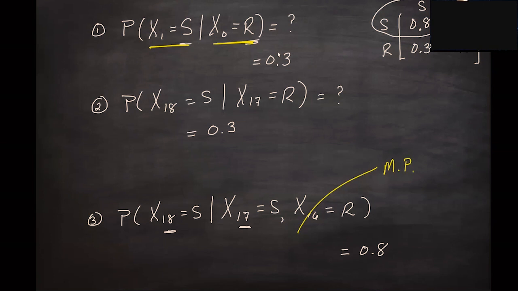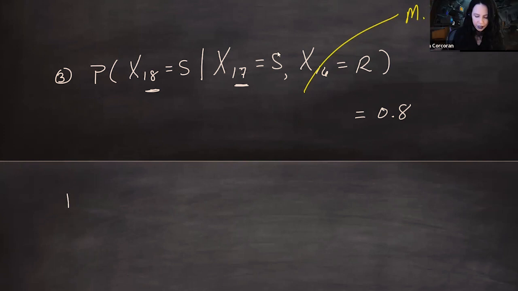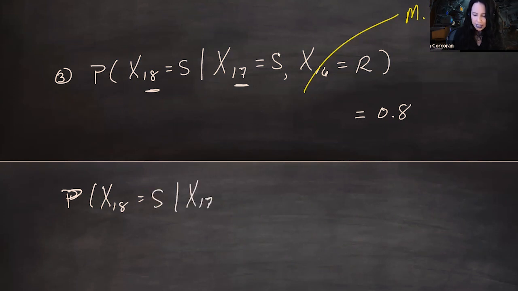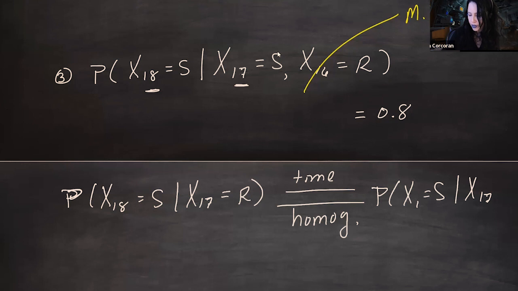Yeah, it's fine if you just leave it like this. But another way to do this would be to say X18 is sunny given X17 is rainy. You don't have to do this, but that's the time homogeneity. This is the probability that X1 is sunny given X0 is rainy. And then you can go on and answer it from there if you really want to write that.